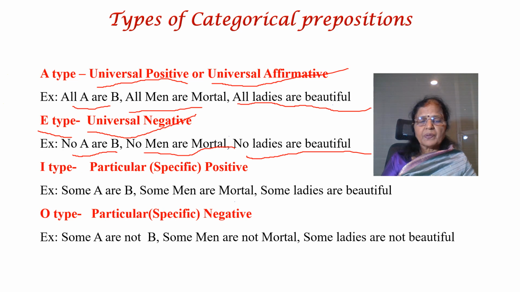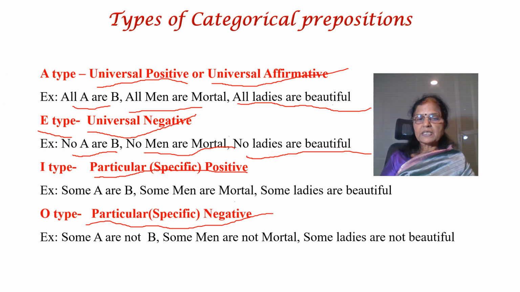The next type is I type. It talks about only particular people, specific people. I is particular positive and O type is particular negative. So it's very easy to remember. First two types are universal. The first one is universal positive. The next one is universal negative. And the third and fourth are particular, talking about particular people, particular flowers, particular men, particular ladies. The third type is particular positive, called I type, and the last one is particular negative, O type.